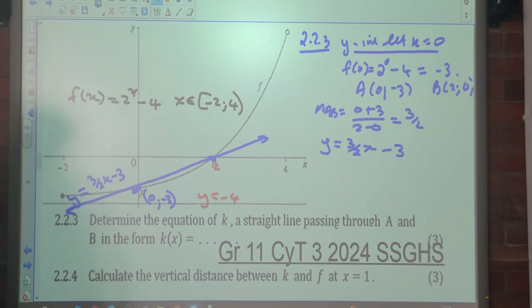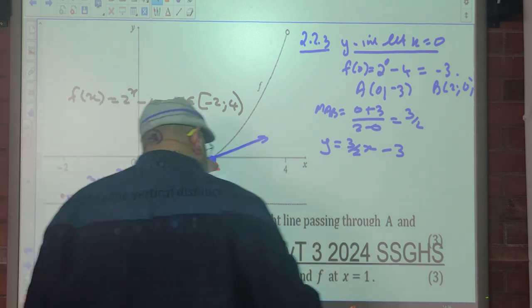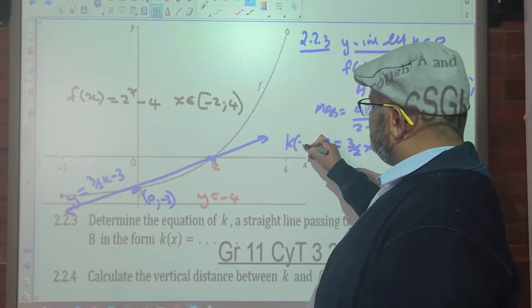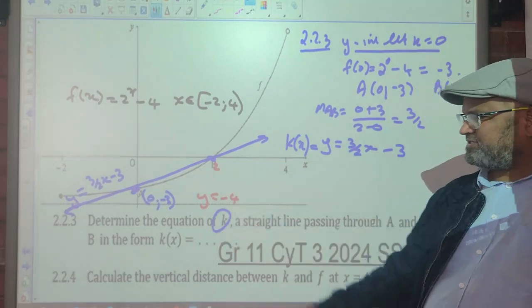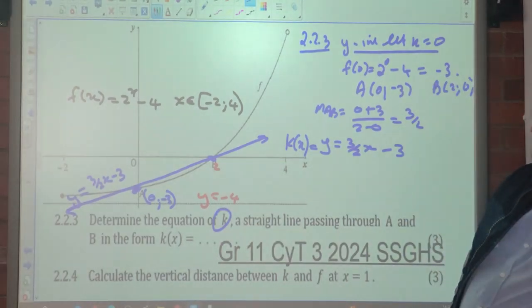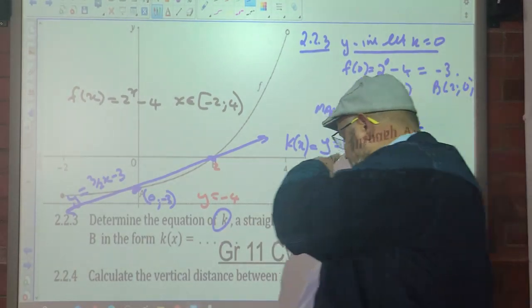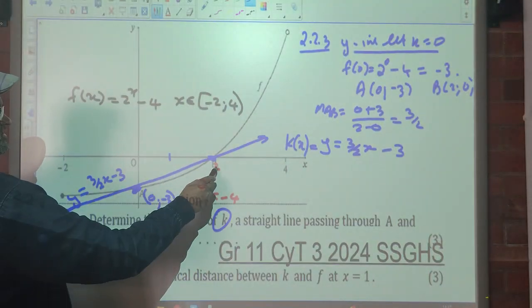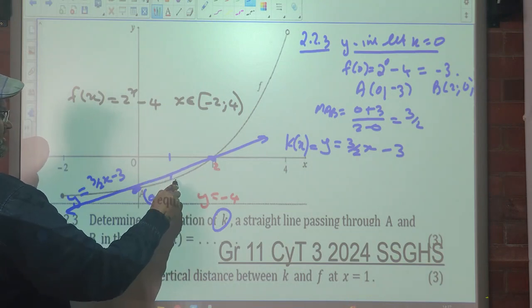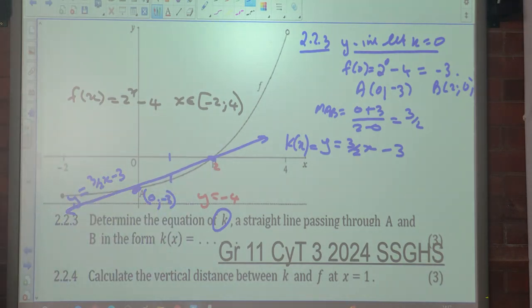Now we just calculate the vertical distance between K and f. Remember, this was k of x here, because we are told to determine the equation of k of x. So now we must calculate the vertical distance between K and f at x equal to 1. But x equal to 1 will lie here somewhere. That is 2, 0, then 1 is here. A very short distance.